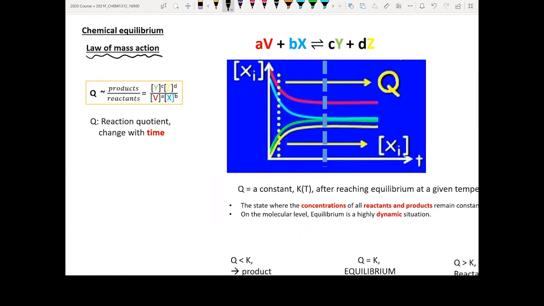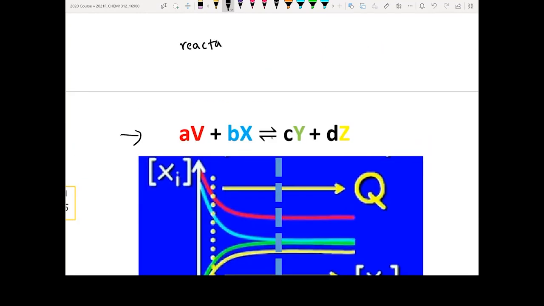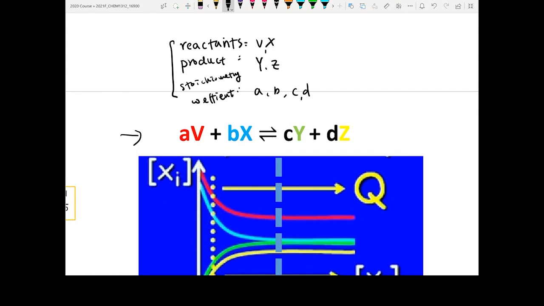We are going to start using simple equations. aV plus bX gives you cY plus dZ. In these reactions, what are your reactants? V and X. What are your products? Y and Z. The a, b, c, d, we call them stoichiometric coefficients.